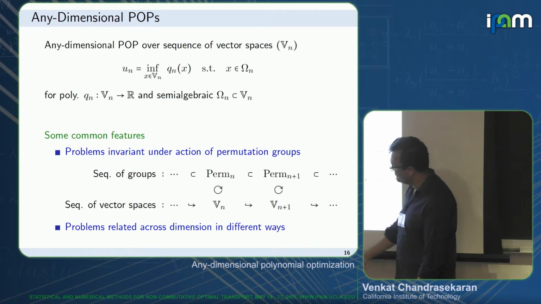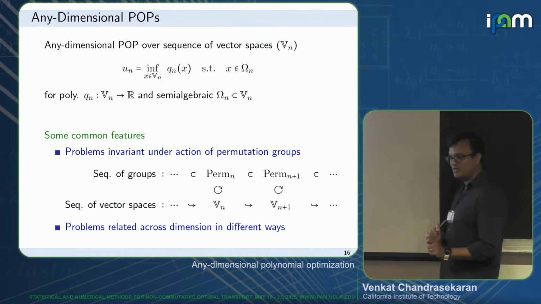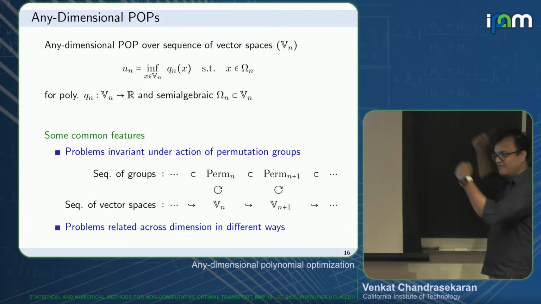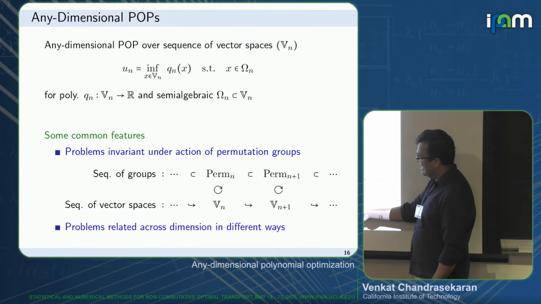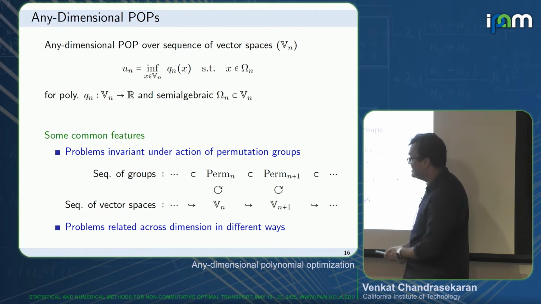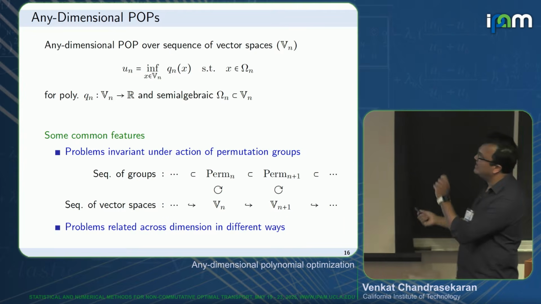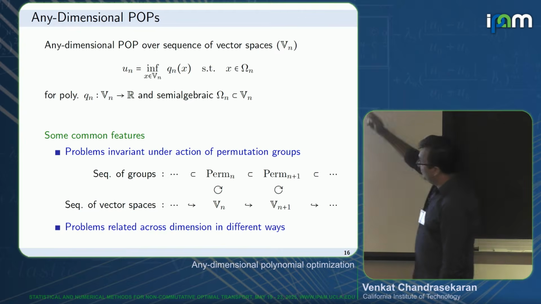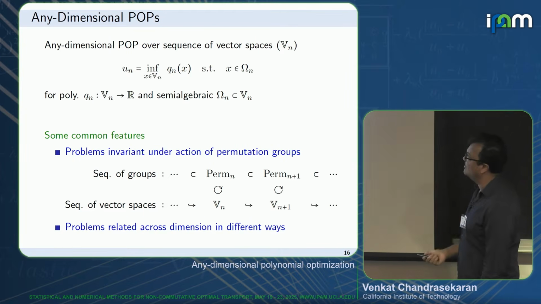Perhaps more subtly, these problems are related across dimension in different ways. I alluded to this with the monomial means problem, where you take n points, duplicate them, and you get a feasible point for a larger problem. And it turns out that that's one of two interesting ways that we've studied in which problems can be related across dimension. And this is really key to being able to formally state any-dimensional POPs. So again, we have this general formalism, and we'll try and abstract out these common features.